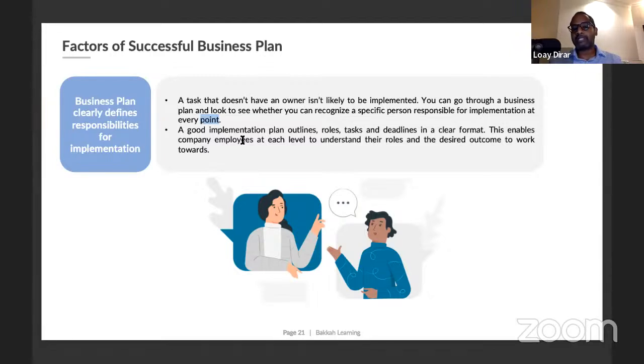Okay, a good implementation plan outlines roles, tasks, and deadlines in a clear format. This enables company employees at each level to understand their roles and the desired outcome to work towards. So whenever you do have a business plan, it's going to help you set clear roles and rules for your team members when it comes to translating the business plan into an actual output. Okay.